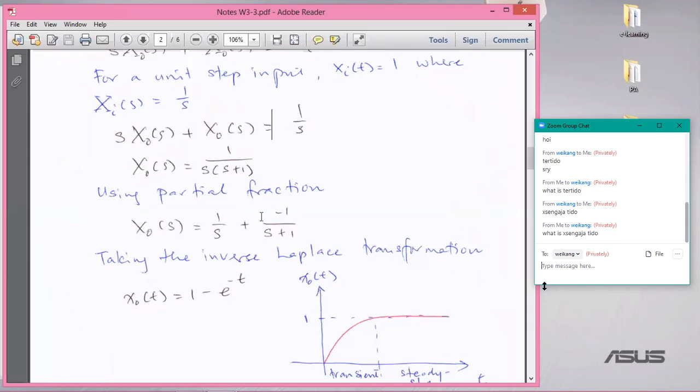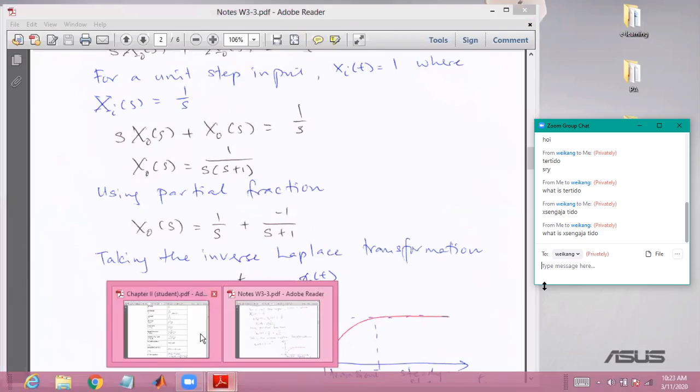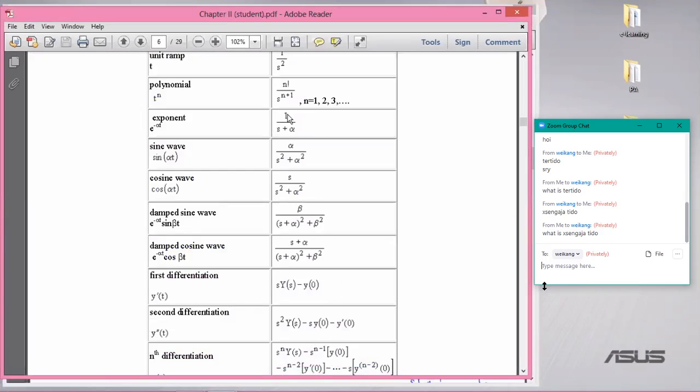Once you have performed the partial fraction, you can take the inverse Laplace of that. The inverse Laplace of 1 over s is just 1. We have proved that in our first example today. The inverse Laplace of the other term is just negative e raised to the power of negative t. Again, to make it table friendly, 1 divided by s plus alpha, the inverse Laplace of that is e raised to the power of negative alpha t.